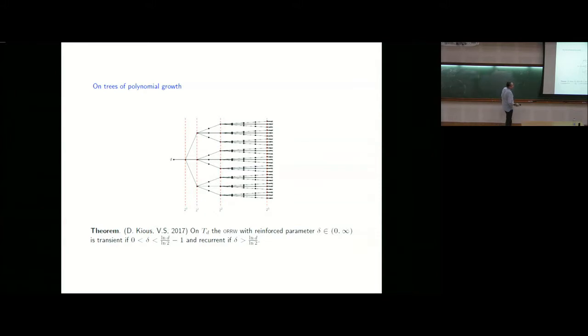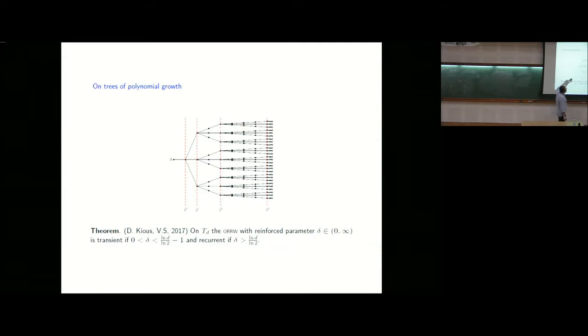In 2017, with Daniel Kious, finally we found an example of a graph, T_d, on which this conjecture is true. Probably everybody knows this graph from the book of Doyle and Snell, where they prove recurrence of random walk in 2 dimensions. So this graph has polynomial growth.